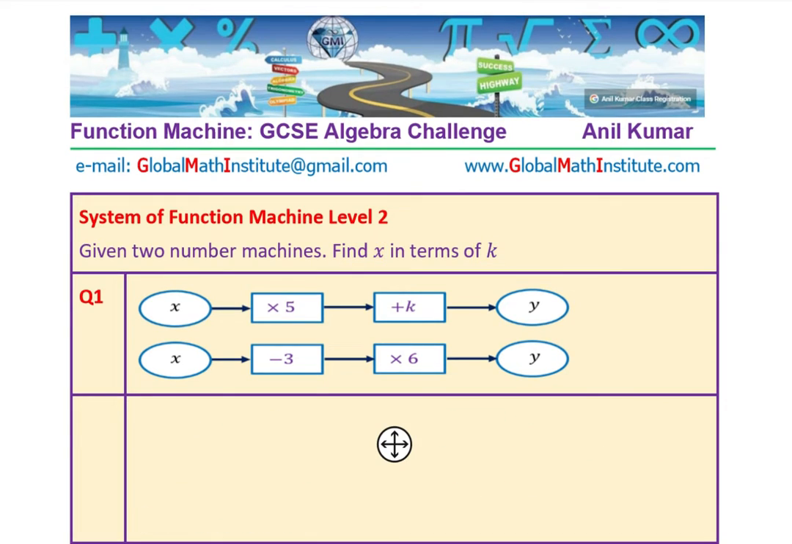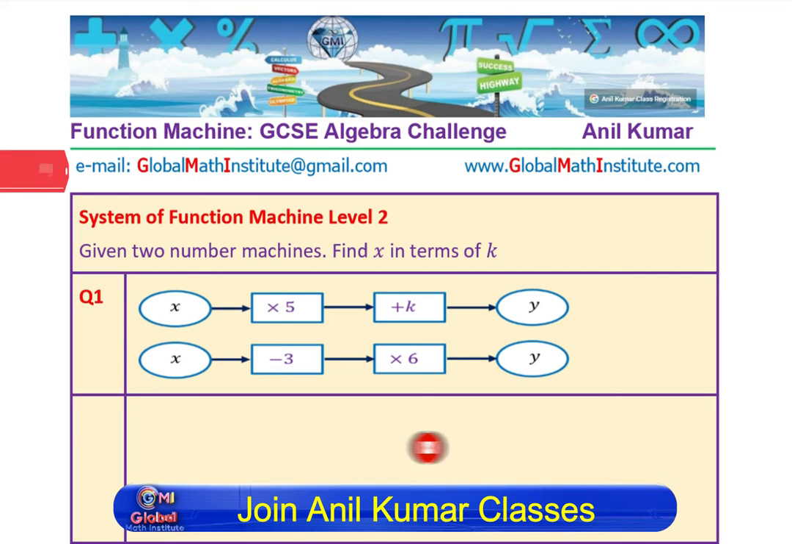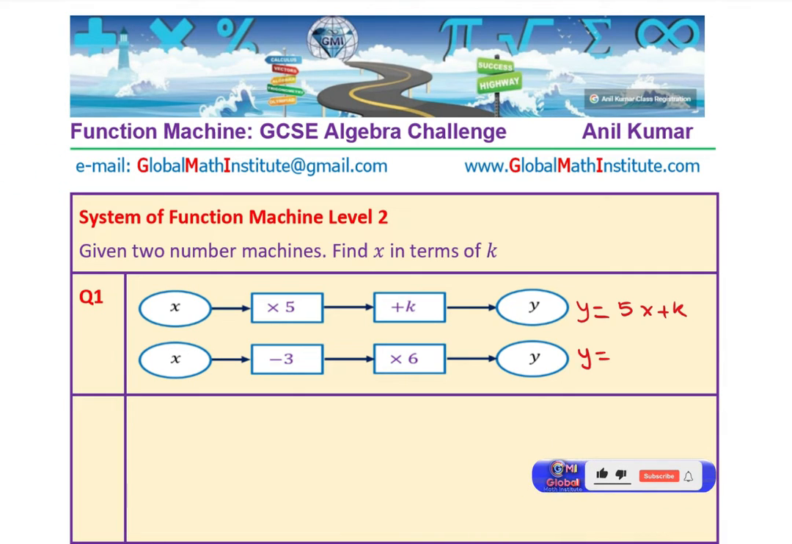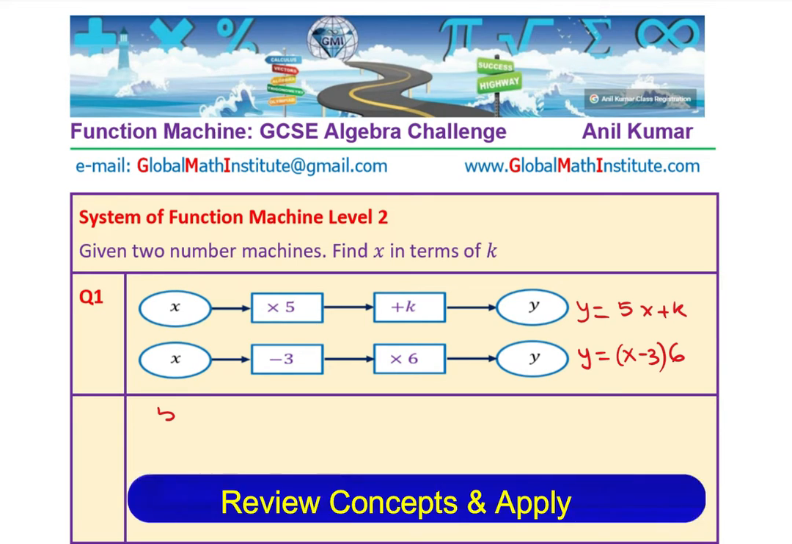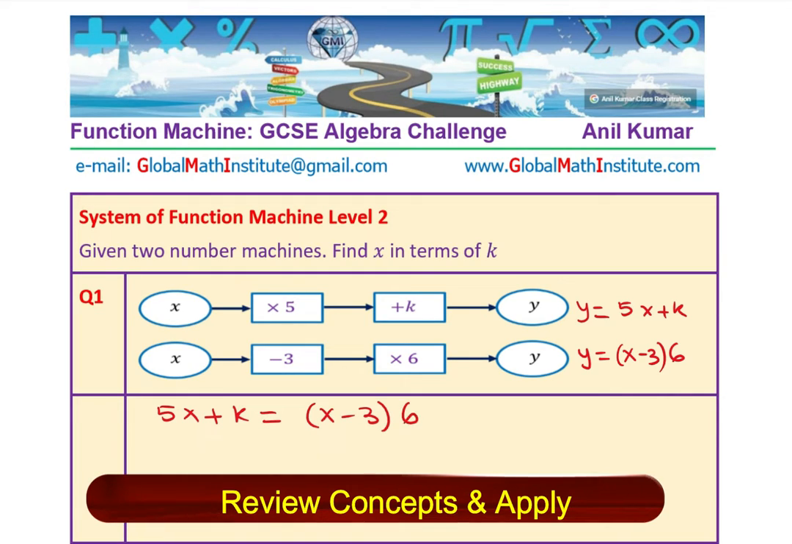Once again, let us try to understand these steps. So first step is write down what y is, and in this case follow the operation. We have 5x plus k, and then for the second equation, remember to write x minus 3 in brackets and then times 6, and then equate these two. That is to say, 5x plus k equals to x minus 3 times 6. And once you solve this, you get your solution.